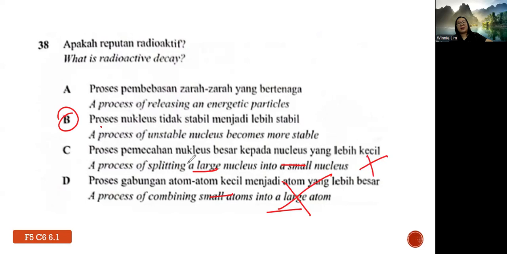Okay, if they use heavier to lighter, this is the idea of nuclear fission, for C.